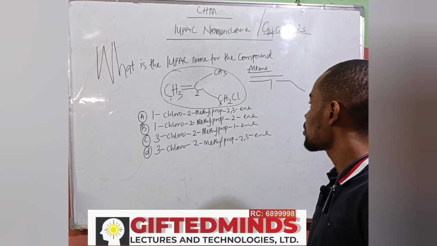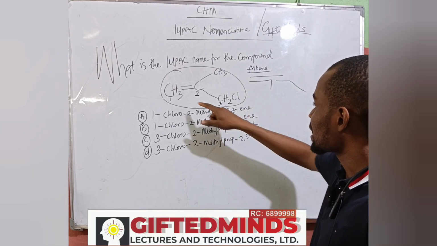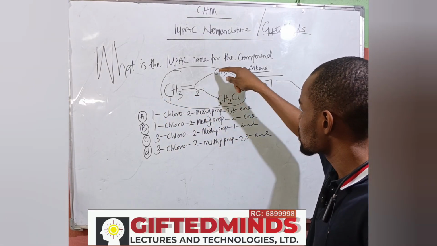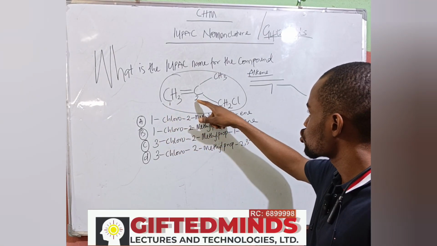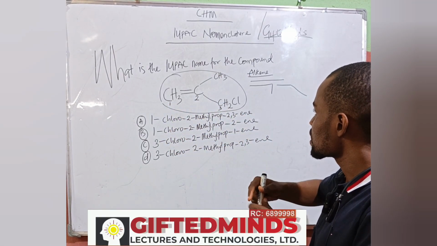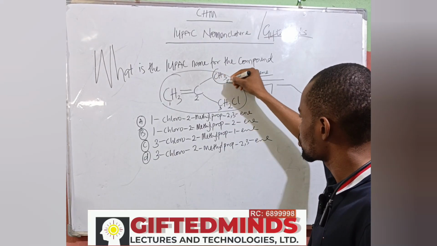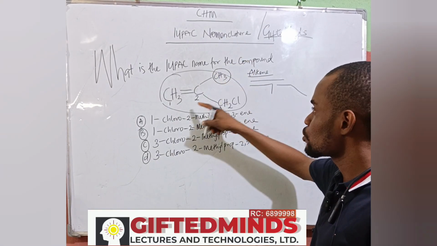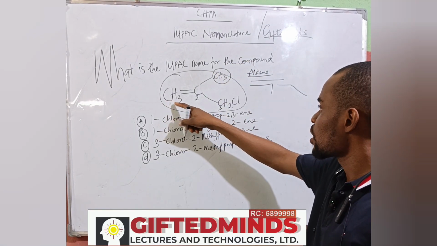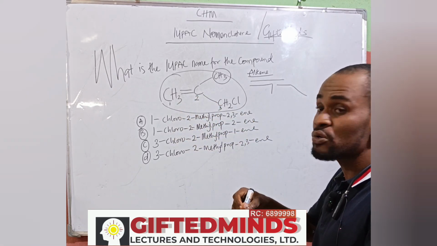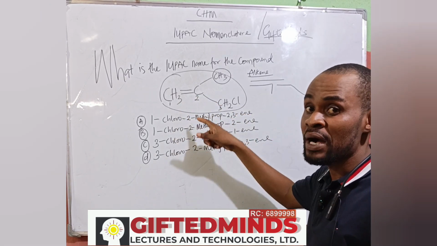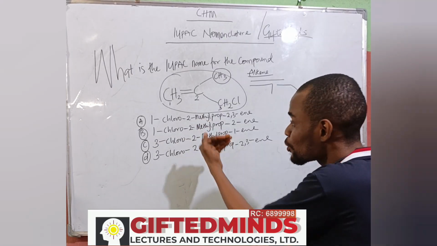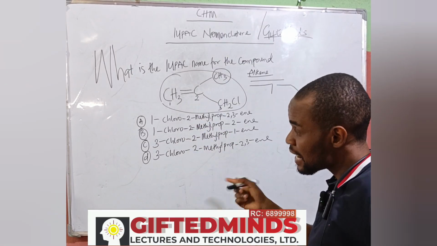Now the reason why I won't count going up like this, 1, 2, 3, is that this one is a branch. The branch is that. So I will count the longest chain 1, 2, 3. And I will also consider this chlorine here, so I will know how to name it. And I will also look at my options and observe very well how it will go.